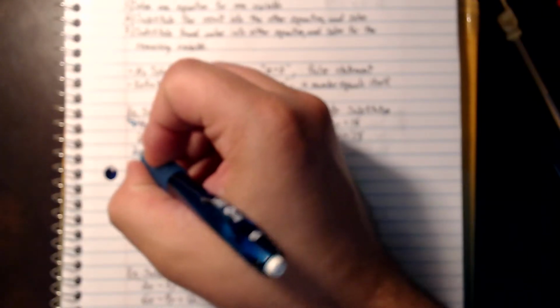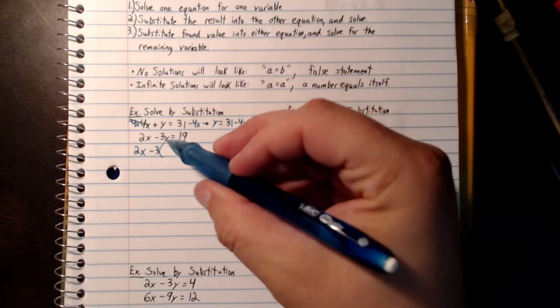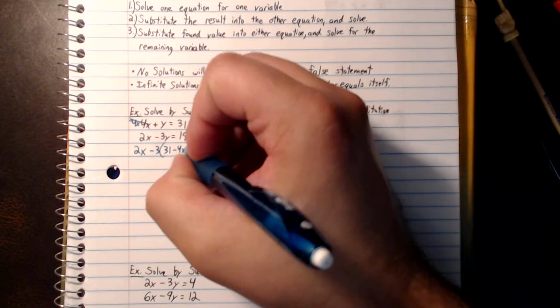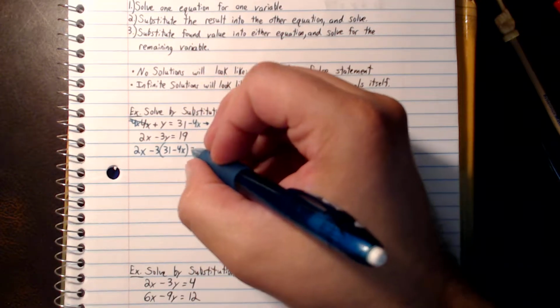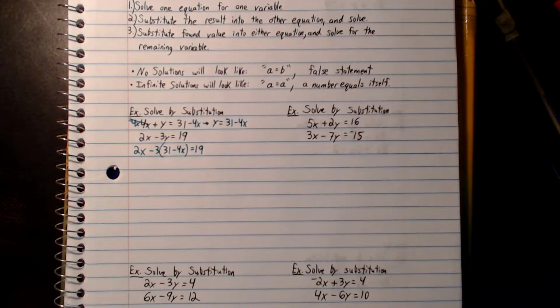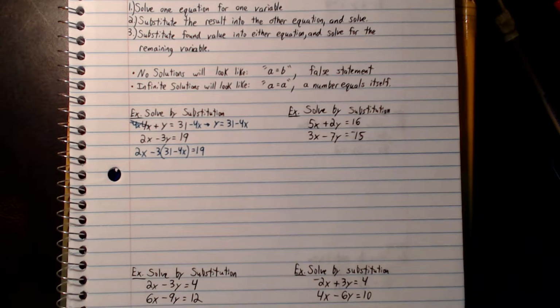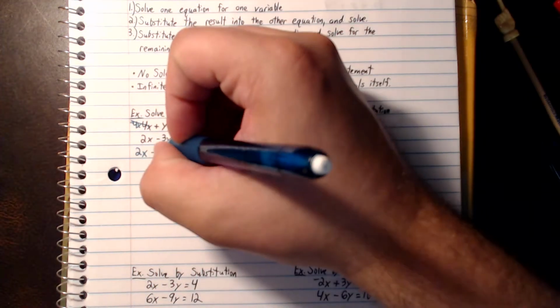So this 2x, and this minus 3, those are all good. I have to replace y with what it's equal to, 31 minus 4x, and then it's still equal to 19, right? All I did was take this one piece out and replace it. Some distribution is required for this.